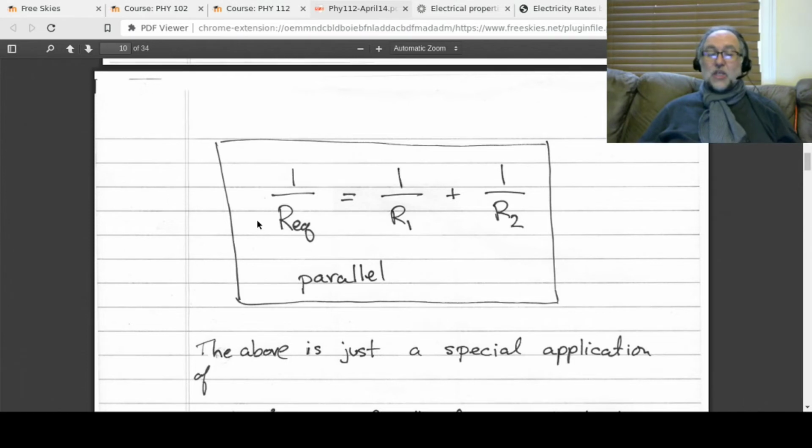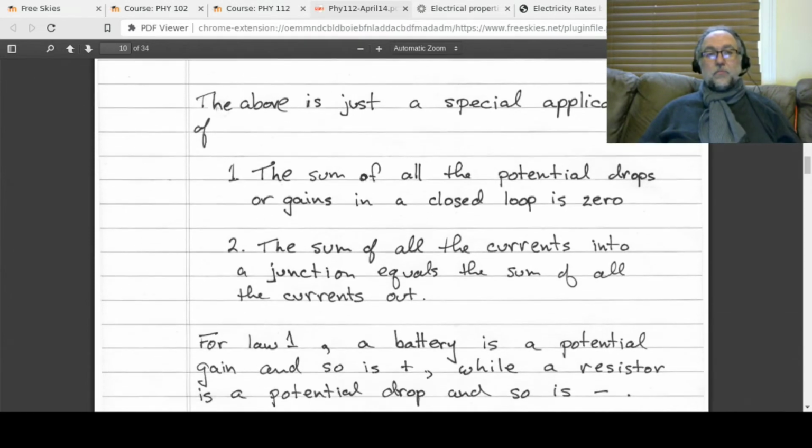Okay, actually, what I did above is I kind of snuck something in known as Kirchhoff's laws.